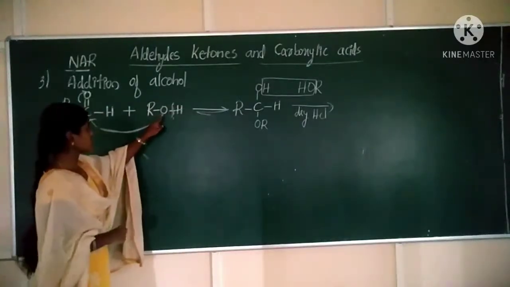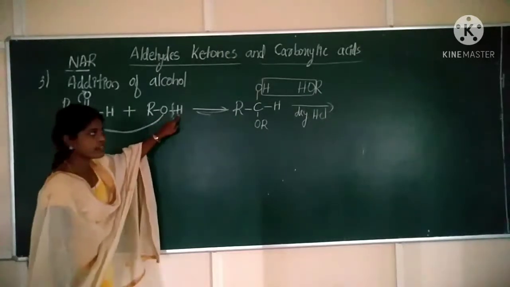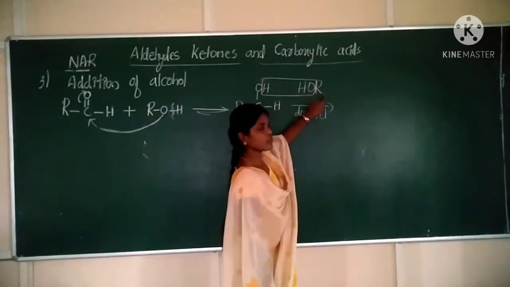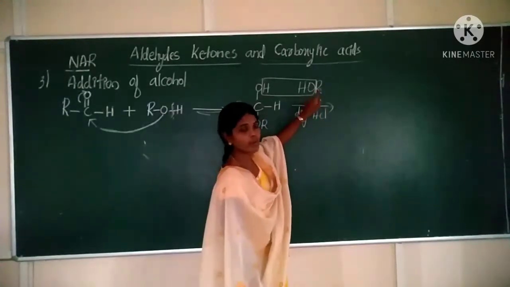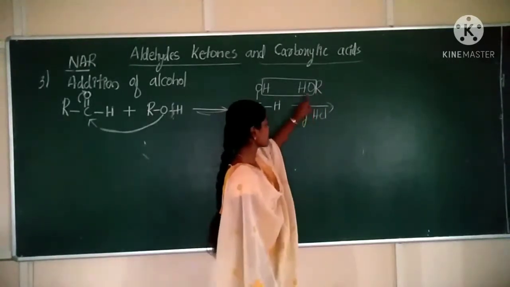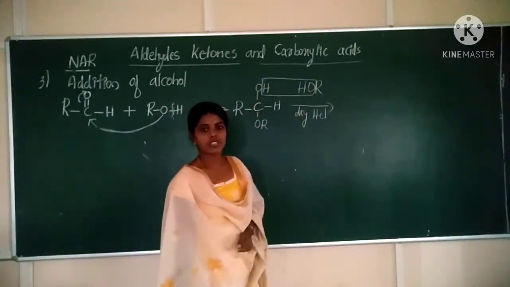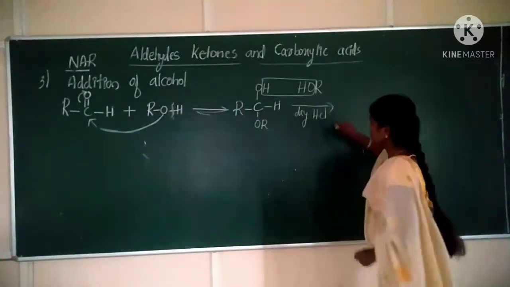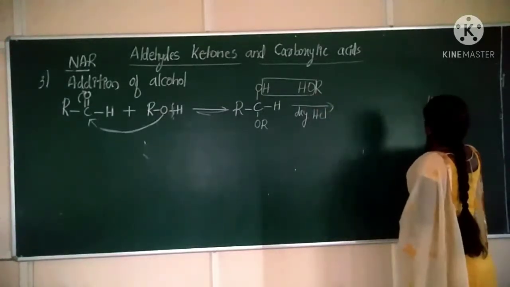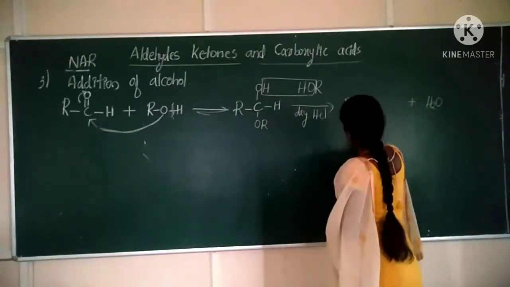Now here in ROH, the bond between oxygen and hydrogen is cleaving. In the first case, the oxygen and hydrogen bond is cleaving. Here the alkyl and oxygen bond, carbon and oxygen, is cleaving, because in the presence of dry HCl the cleavage of alkyl and oxygen will take place. Remove hydrogen from here and OH from here. Then what is the molecule coming out from the reaction? H2O.